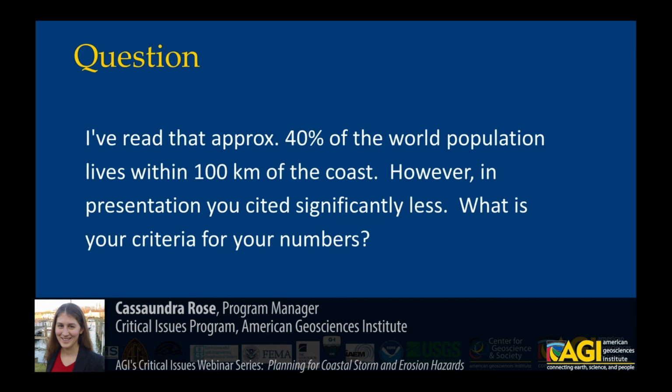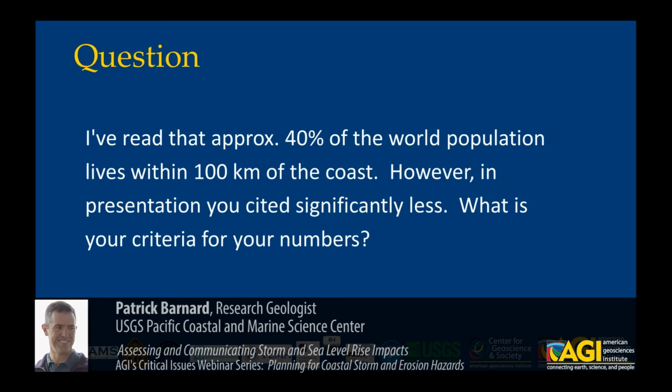Next question. I've read that approximately 40% of the world population lives within 100 kilometers of the coast. However, one of our speakers cited a lower number, so they were just wondering what the criteria are for those numbers. This is Patrick. Often the numbers cited are for the coastal zone within 10 meters of current sea level. And so the number I cited for 1 billion people is for the coastal zone at that elevation of 10 meters or less.